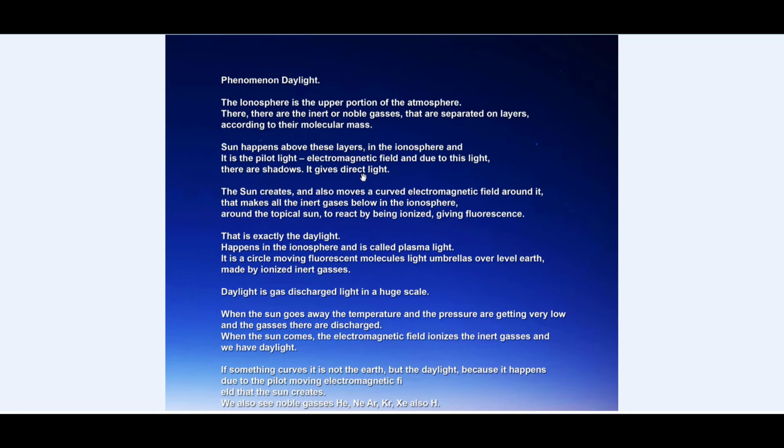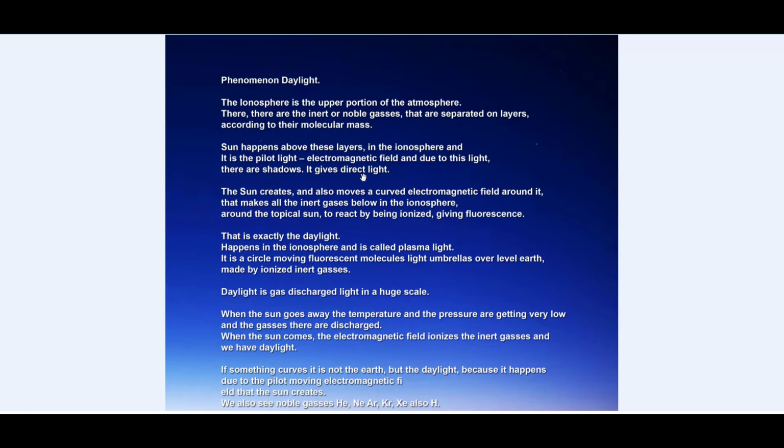So the sun creates this electromagnetic curved field around it that makes all the inert or noble gases below in the ionosphere around the sun react by being ionized, giving fluorescence. The gases, which are always present, get ionized by the sun, by the electromagnetic energy that comes from the sun. And you have this process of ionization. Gases are ionized, and that's how the fluorescence appears. And that is daylight.